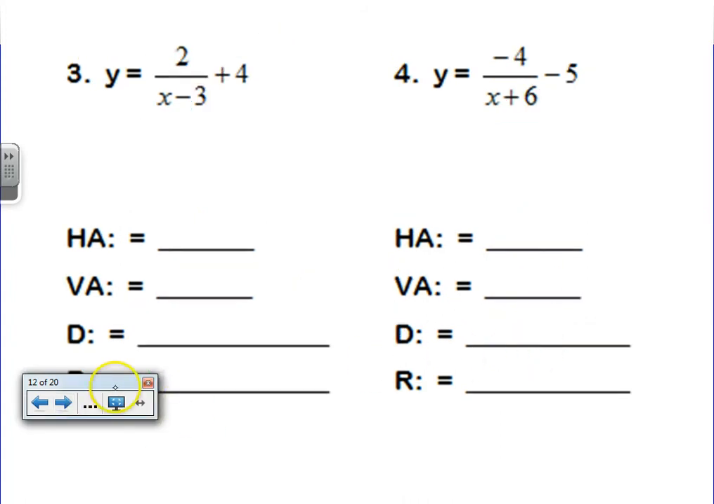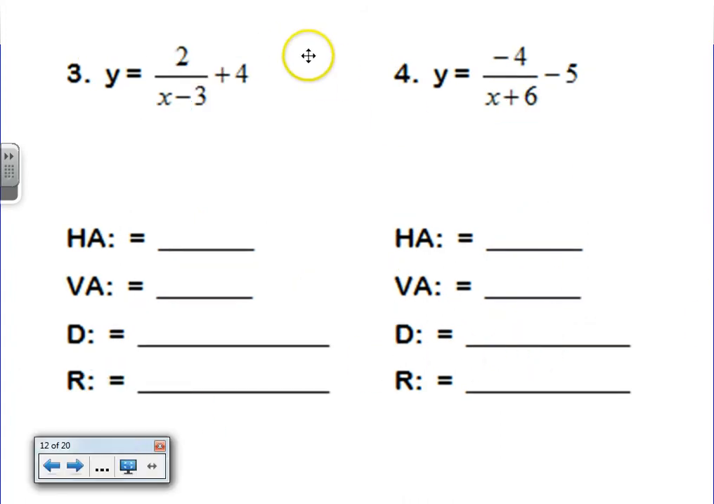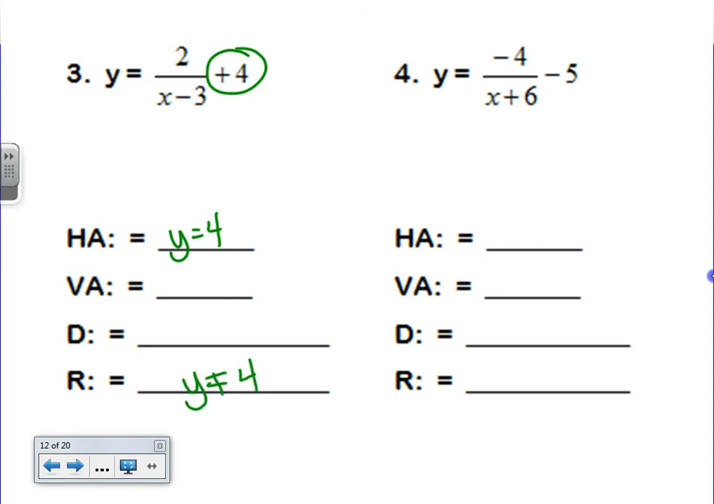So number 3, our horizontal asymptote is affected by the up 4 shift, so that would be y equals 4. Some kids, as they fill in the horizontal asymptote, go ahead and fill in the range and say y cannot be 4. The vertical asymptote is affected by the right 3 shift, so it's x equals 3. And of course, if x equals 3 is the asymptote, then x cannot equal 3. That is our domain.